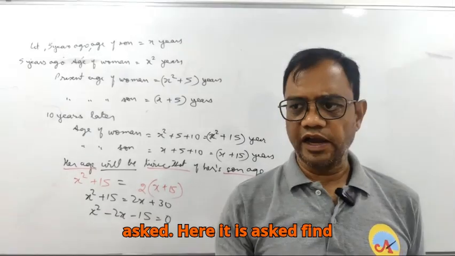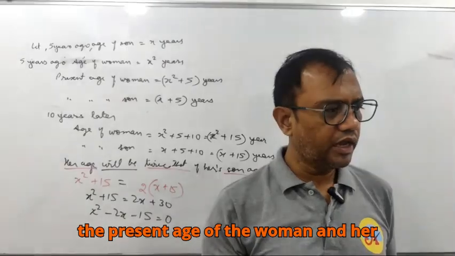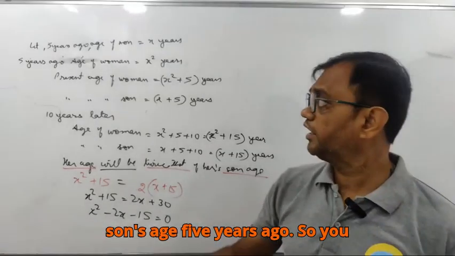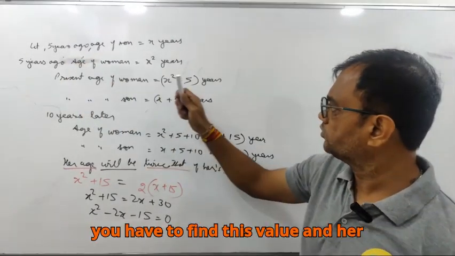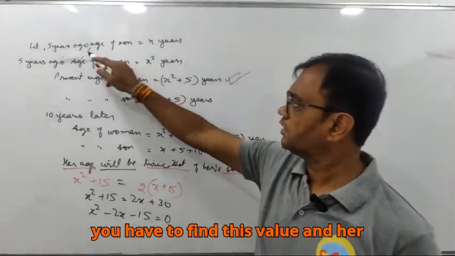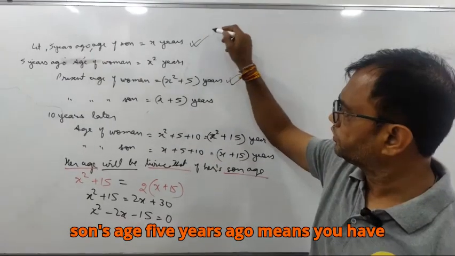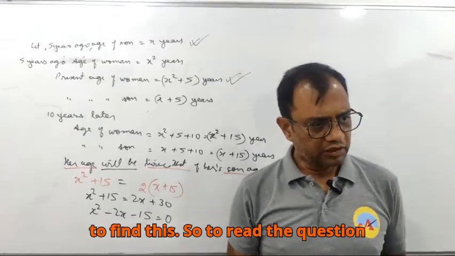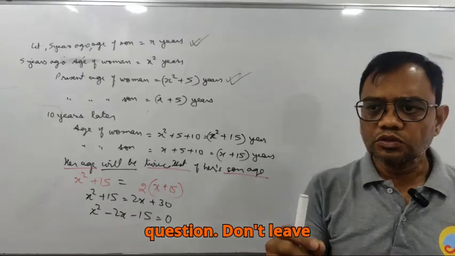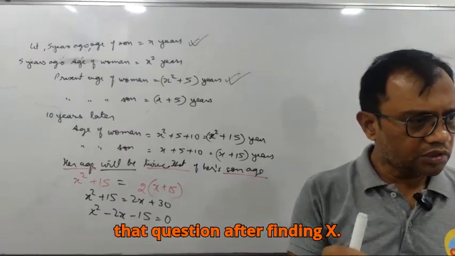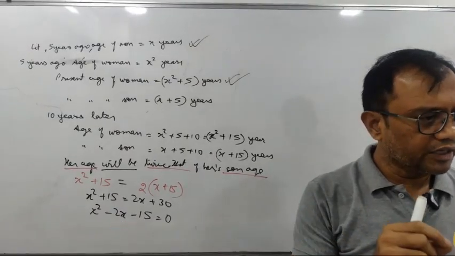Here it is asked, find the present age of the woman and her son's age 5 years ago. So you have to find the present age of the woman, which means you have to find this value, and her son's age 5 years ago means you have to find this. So you have to read the question, whatever is asked. Don't leave the question after finding x.